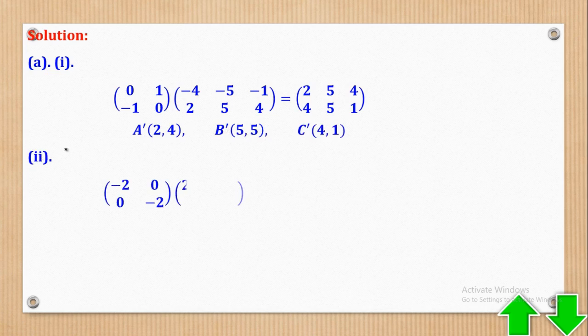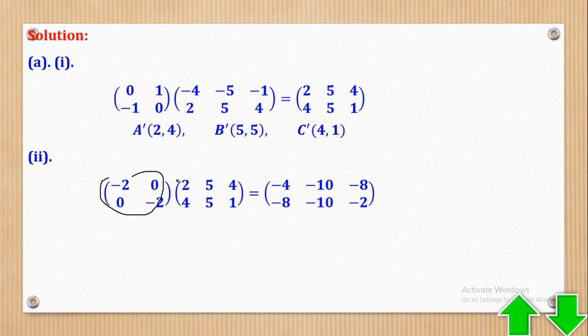Roman 2, we still multiply. So this is the transformation matrix, and these are the coordinates for A prime, B prime, C prime. So when you multiply the two, you shall be able to come up with the coordinates of A double prime, B double prime, and C double prime. So we still do the same. This and that gives you negative 4. Then this with this will give you negative 8.